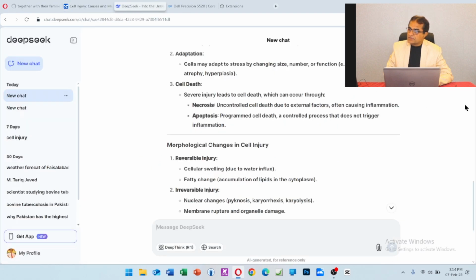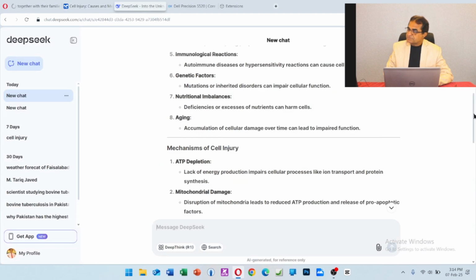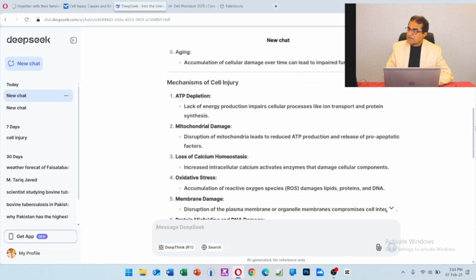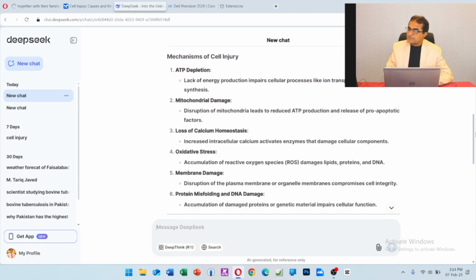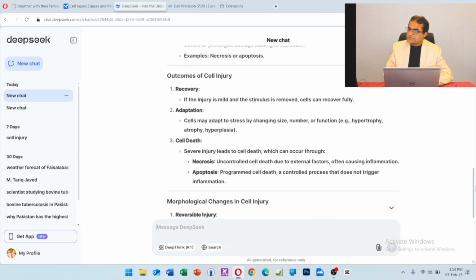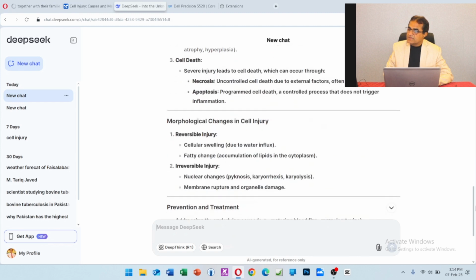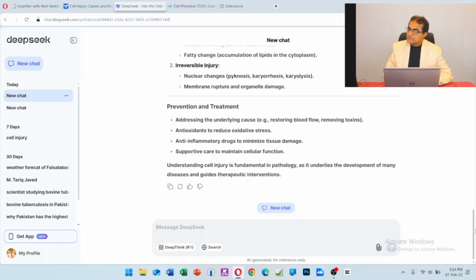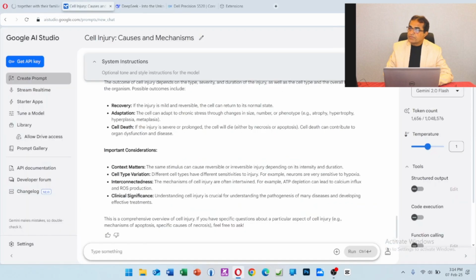As far as DeepSeek is concerned, it has also given us the mechanism of cell injury, but not in that much detail. And types of cell injury, reversible and irreversible, it's given, but not in that much detail. So Google AI Studio has given me more information, educated me more as compared with DeepSeek.